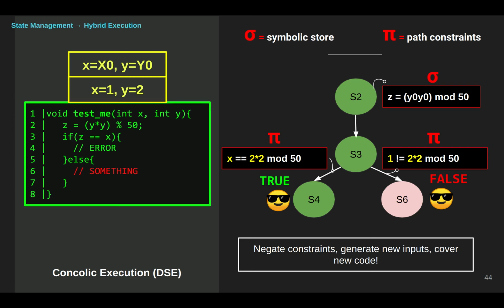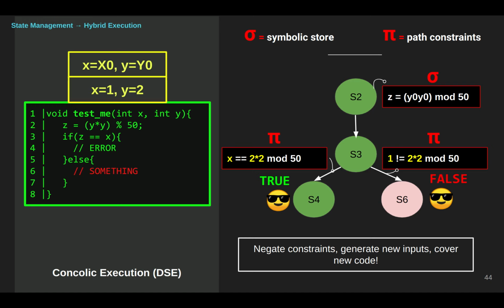Yeah. So you reach the false one through concrete execution, and then through symbolic execution on the constraints that you have collected, you say, okay, I want to flip the constraints now. What is x such that x equals 2 times 2 modulo 15, which allows you to satisfy the constraint on line 3 and then go to line 4.